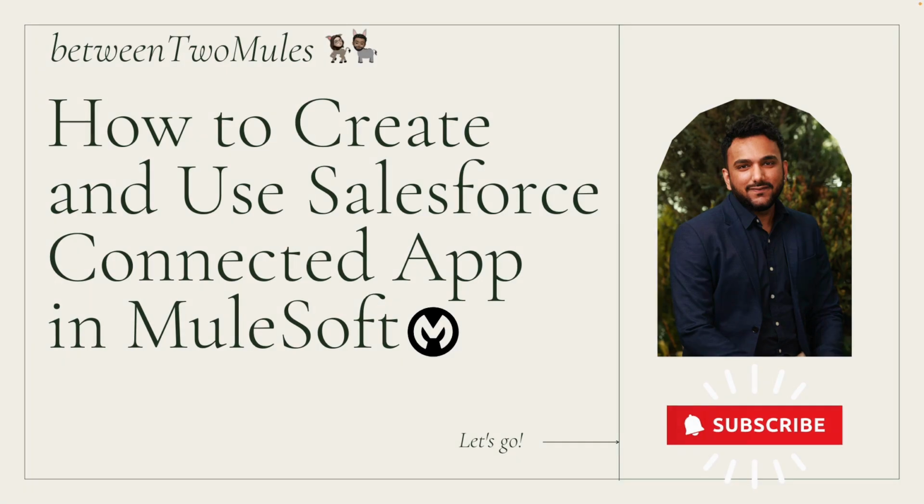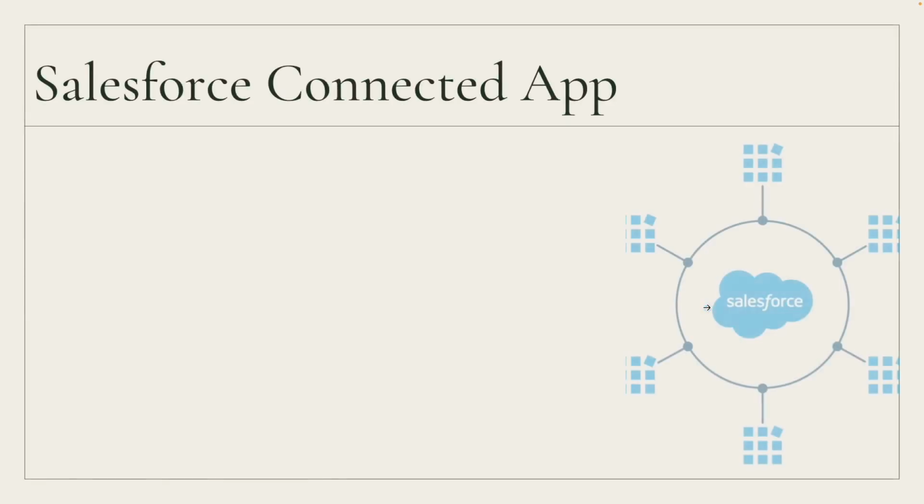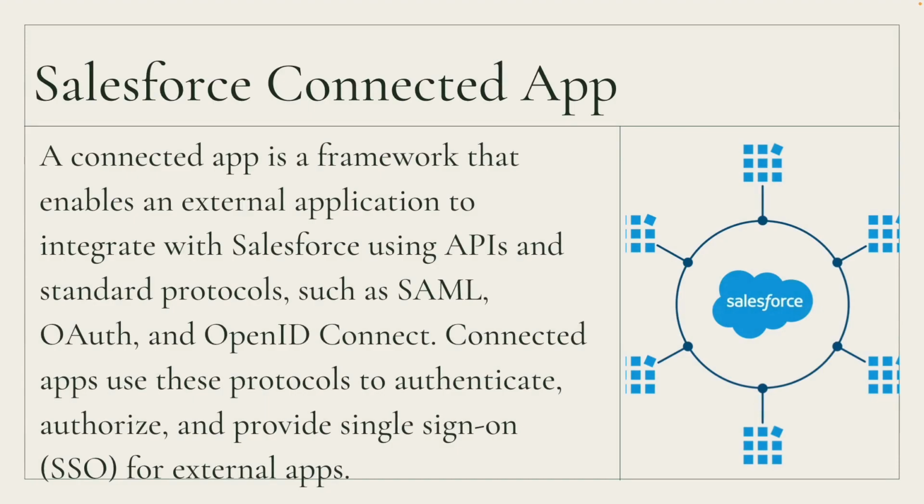Let's start by understanding what is a connected app. A connected app in general is a framework that enables an external application to integrate with the source system. In this case, a Salesforce Connected App is a framework that enables an external application to integrate with Salesforce using APIs and standard protocols such as SAML, OAuth, and OpenID Connect. Connected apps use these protocols to authenticate, authorize, and provide single sign-on for external apps.